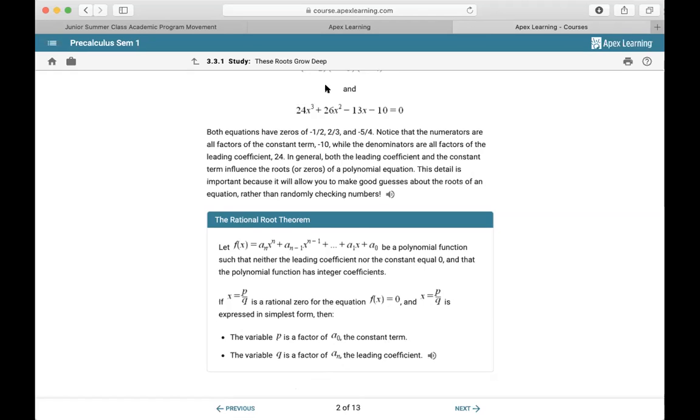Apologies, I flipped those. P is a factor of a sub 0, so the constant term. So P would be a factor of 10. All right, so 2, 5, 1, 10. And then Q would be a factor of the a sub n term, so that leading coefficient, so that would be 24, right? So 6, 12, 2, 4, anything that could make up 24 there.